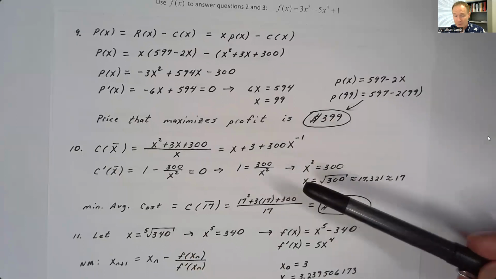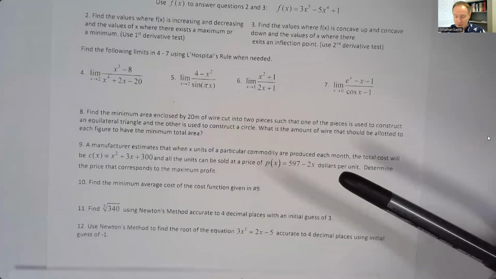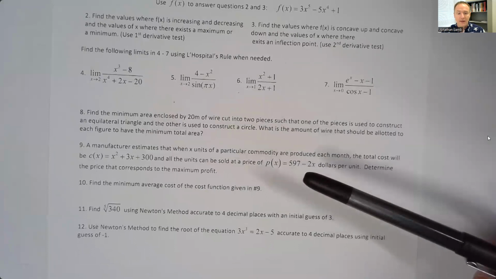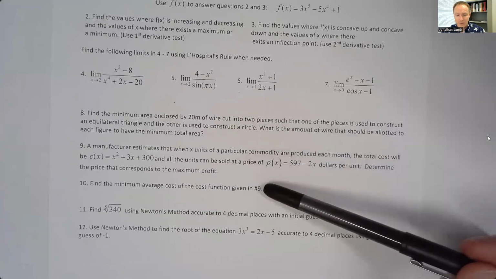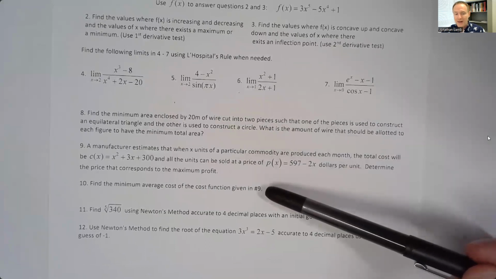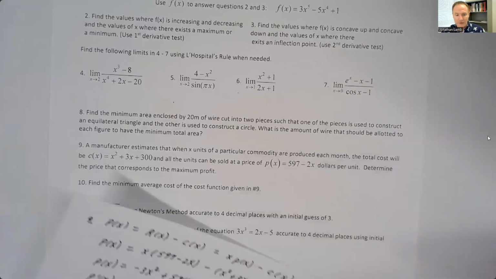Now, for the next one, I will give you a problem in number 10 that's going to refer to the cost function in number 9. And I'm wanting you to find the minimum average cost.